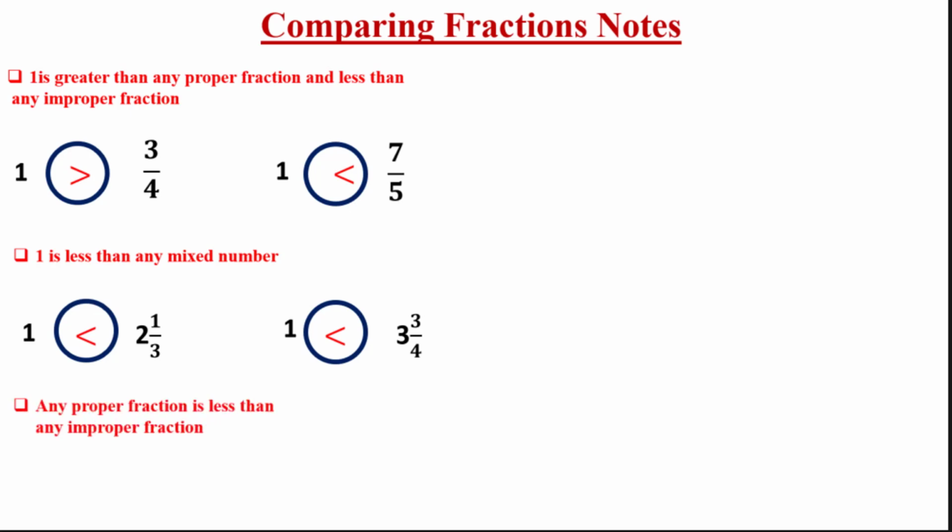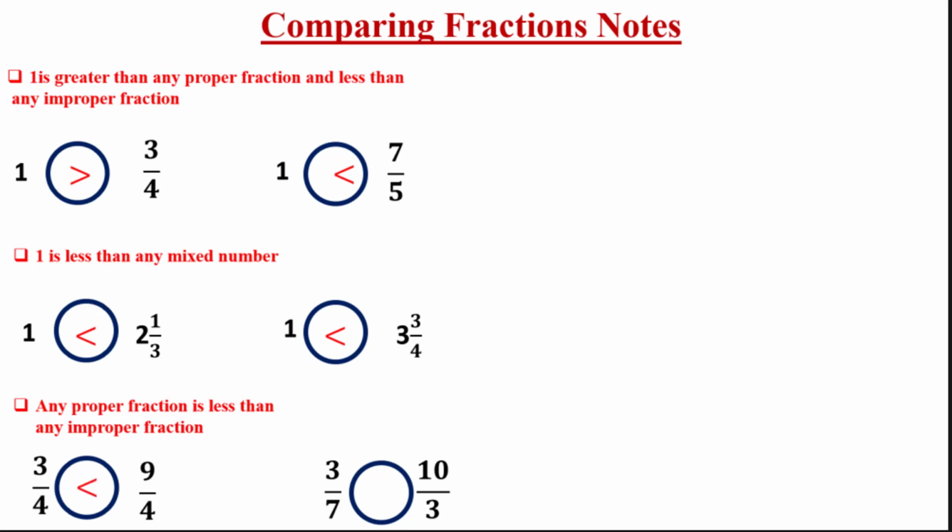The third one, any proper fraction is less than any improper fraction. If we have a proper and an improper fraction, like 3 over 4 is proper, and 9 over 4 is improper, so we write less than. By the same way, 3 over 7 is less than 10 over 3.